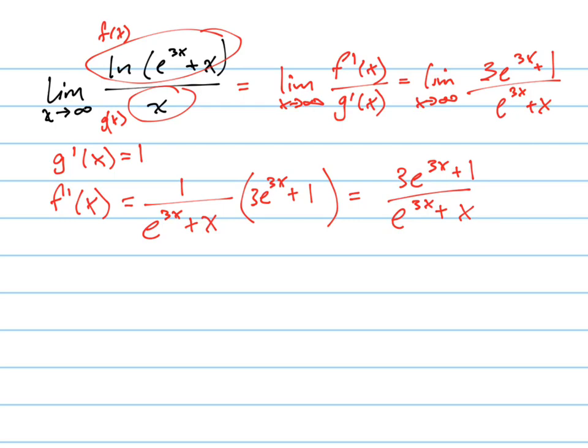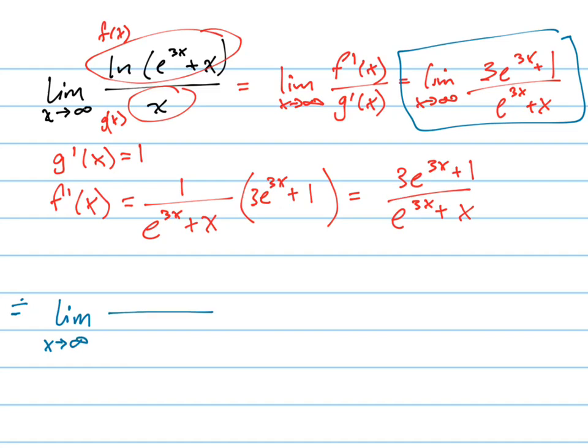And now I can apply L'Hopital's rule a second time, because this also is infinity over infinity. Applying L'Hopital's rule again, that whole thing equals the limit as x goes to infinity of, let's take the derivative of the top and the bottom. That would be 9e to the 3x. Correct? And what would the bottom one be? 3e to the 3x plus 1.